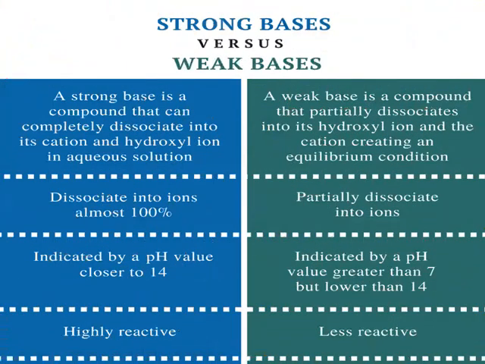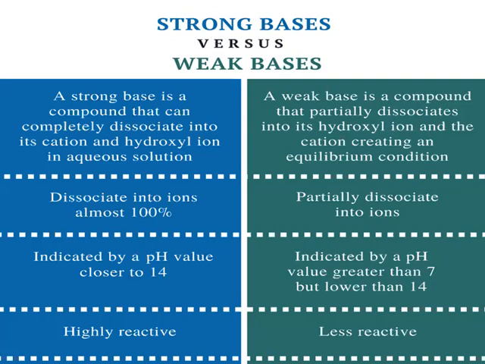So when we discuss the differences between the two, we can say that a strong base is a compound that can completely dissociate into its cation and hydroxide ion in aqueous solution. Whereas a weak base is a compound which partially dissociates into its hydroxide ion and the cation, creating an equilibrium condition. Strong bases have dissociation into ions almost 100%, whereas weak bases have partial dissociation into ions.